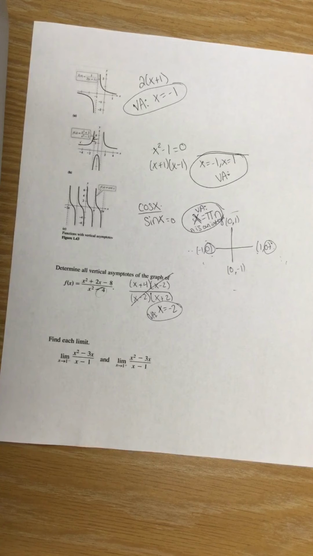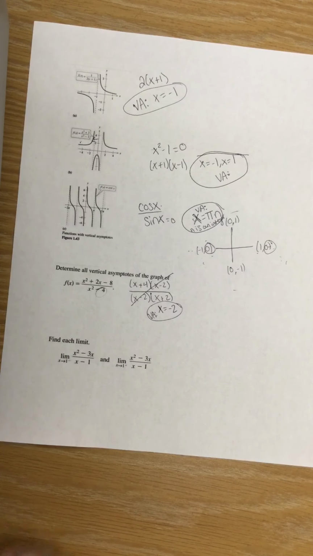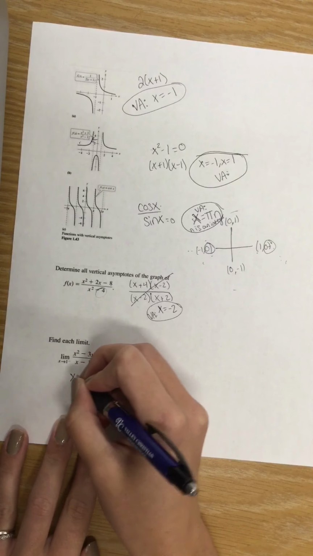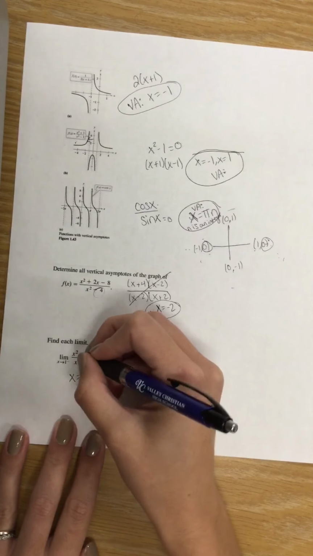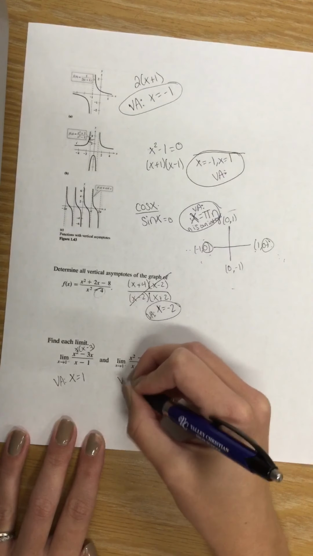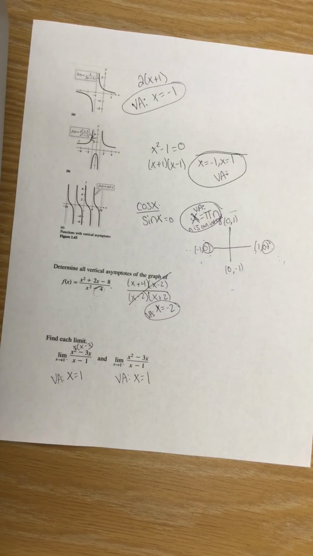All right, find each limit. We're looking for the limit as x goes to 1 from the left and the limit as x goes to 1 from the right. We can start by looking at where the vertical asymptote is, because that's synonymous with the limit. For this one, we know the vertical asymptote is at x equals 1. Does that cancel off? No. So the vertical asymptote is at x equals 1, which means our limit is either going to be positive infinity or negative infinity. It's just a matter of determining which one.